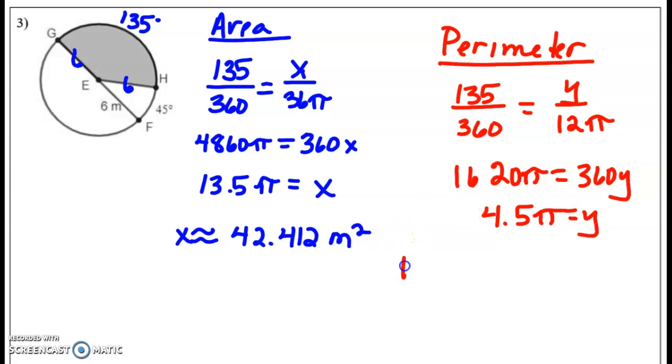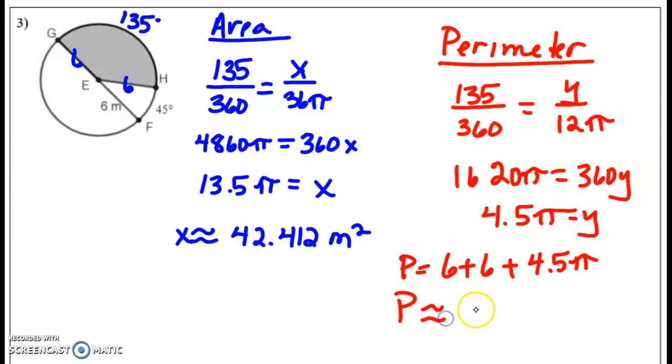That's the arc length. When we want the perimeter, we need a radius plus the arc length. And then again, make sure you're using the pi key on your calculator to get your answer. And you should practice. Make sure you get the same answer as I do. It is 26.137, and that would be meters.